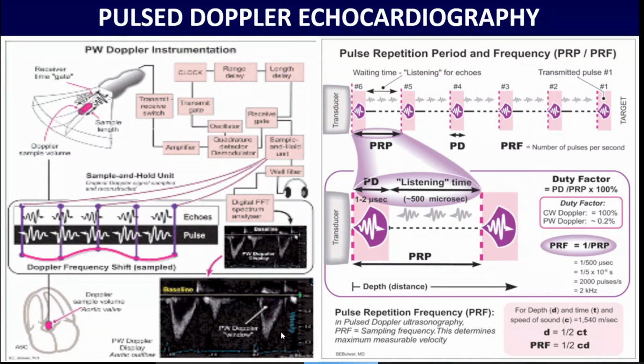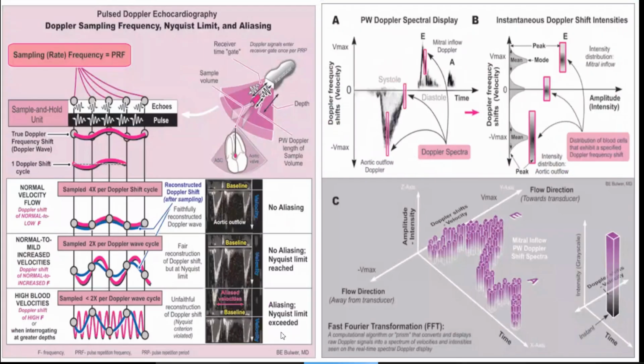To avoid this, you have to make sure that the pulse repetition frequency, or the sampling, matches the Nyquist limit.